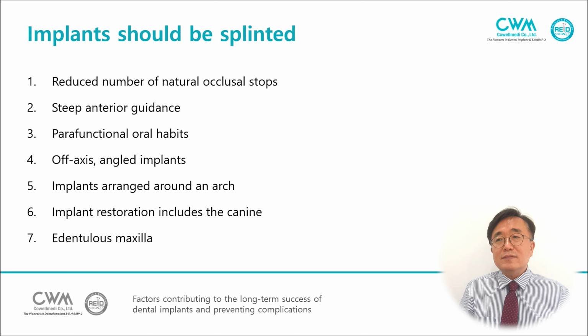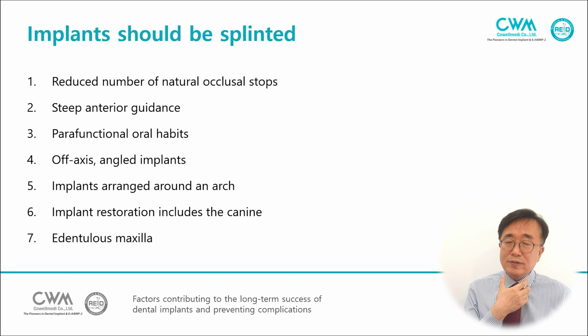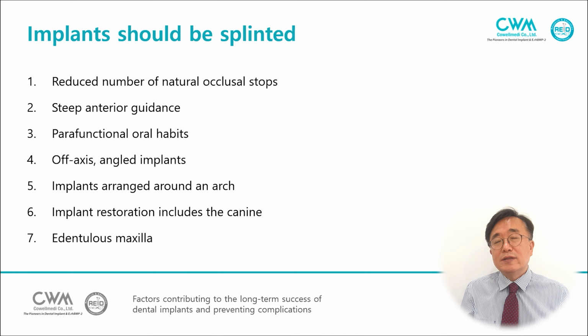Sixth is same arched side, and seventh is atrophic maxilla, especially anterior tooth, the cross arch bridge have to be splinted because this maxilla bone is soft bone quality. So the heavy pull will induce peri-implantitis. So the splint is better.